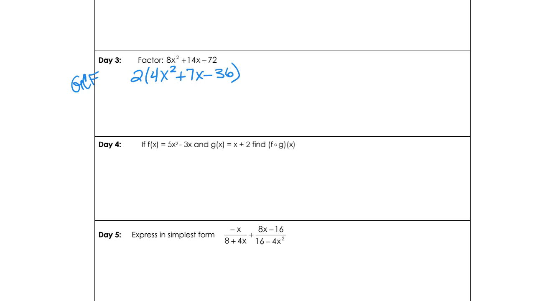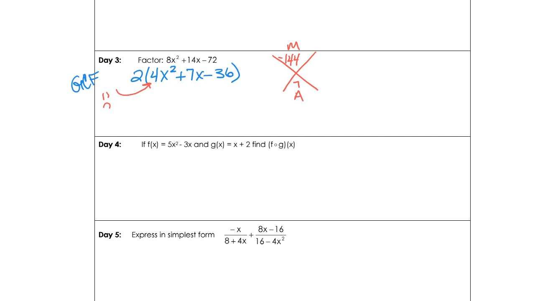And so even though we tried to avoid that, we could not. So we are stuck with a hard trinomial. So we're going to go ahead and X box. And remember that it's a hard trinomial. We have extra steps to do. Okay, so 4 times negative 36 is negative 144, which becomes our multiply. And our add is the 7 in the middle.